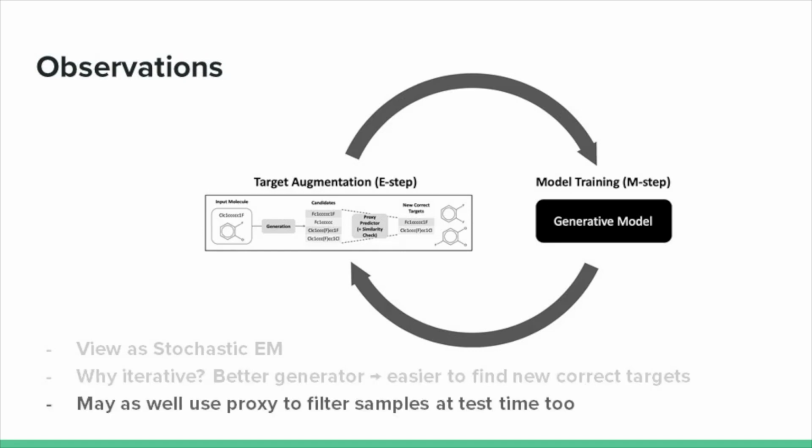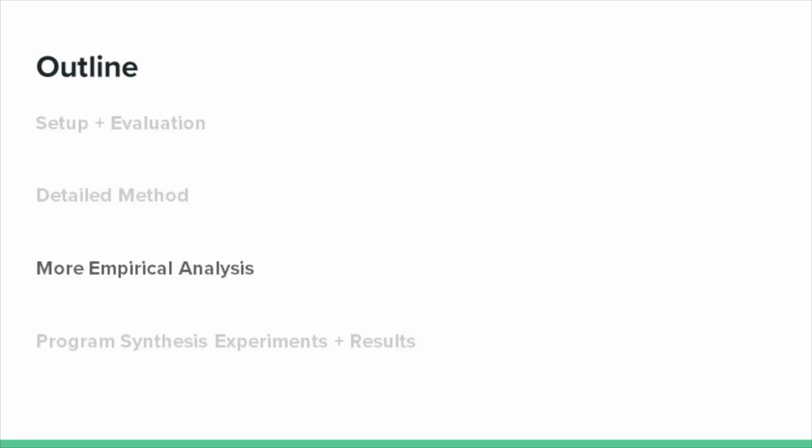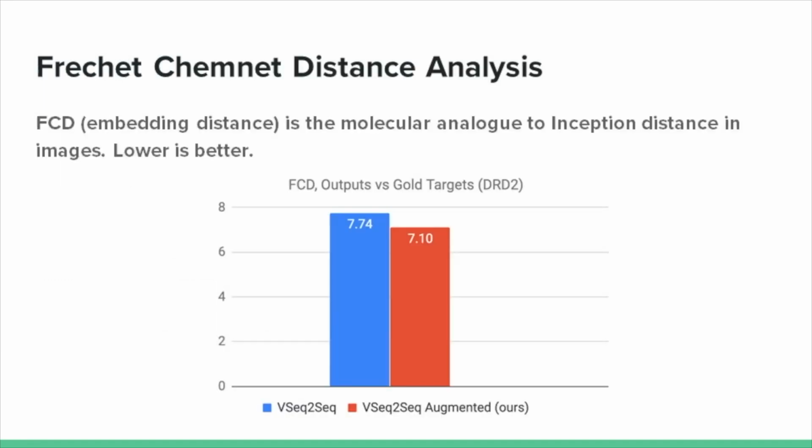And then finally, since you have the proxy predictor already, you might as well use it at test time too. So what you can do is filter the outputs of your model at test time too, using the proxy predictor, when you're proposing your 20 official outputs to submit to the ground truth evaluator. But we show in our paper ablation that the training time target augmentation actually matters much more for performance than this test time filtering. All right, so that was the more detailed version of our method. I want to show a couple of empirical analyses now, which show that our model is in fact doing good things in addition to the previous success metric.